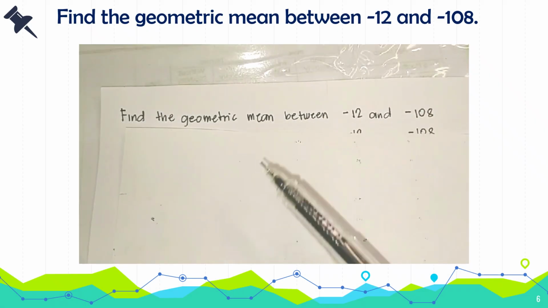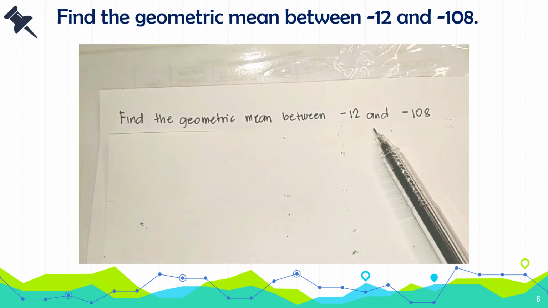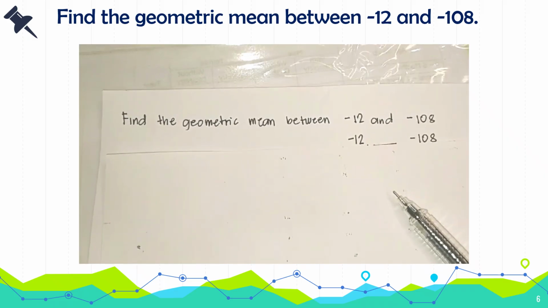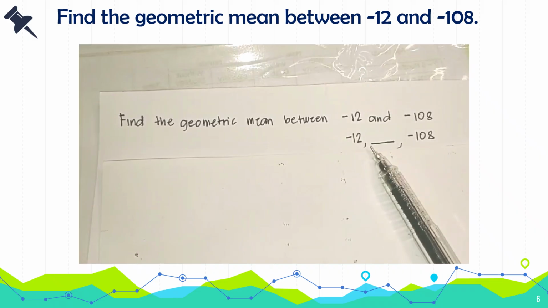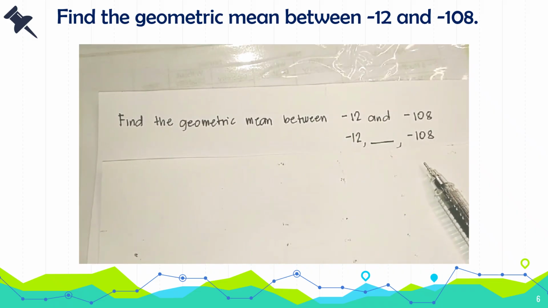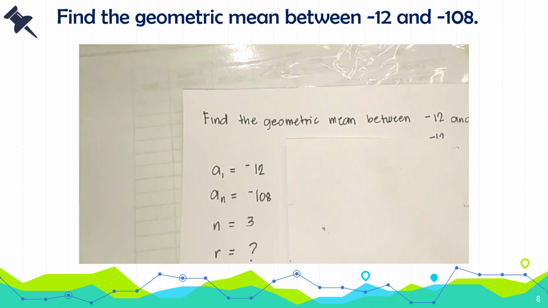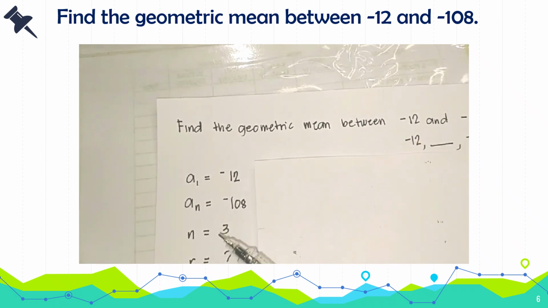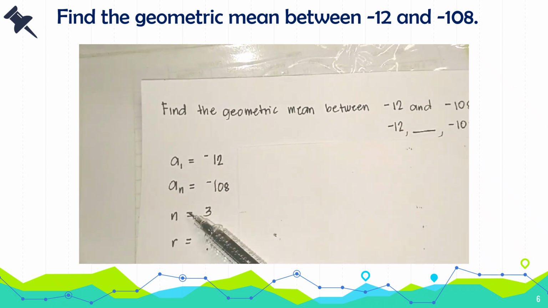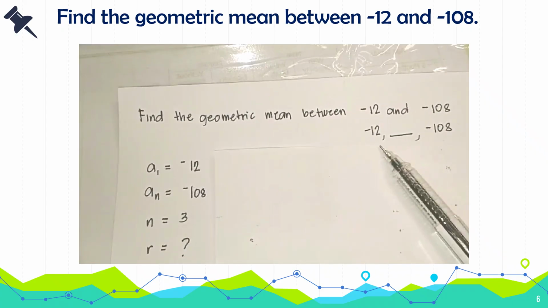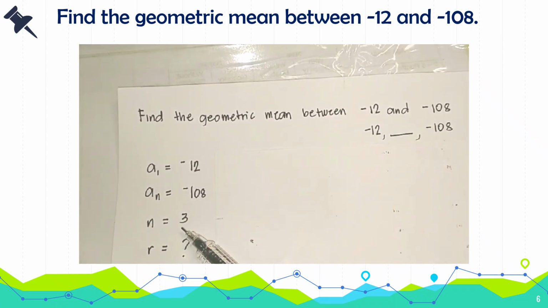We are to find the geometric mean between negative 12 and negative 108. In illustration, this will be negative 12, blank, negative 108. The given: our first term is negative 12. Our a sub n is negative 108. There will be 3 terms in this given.